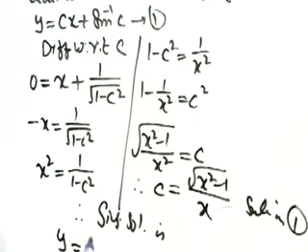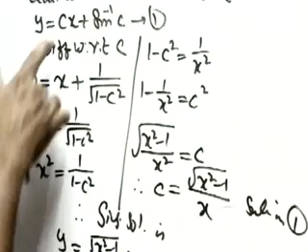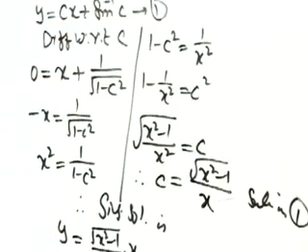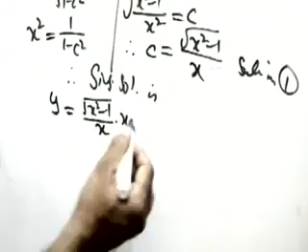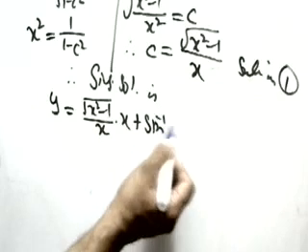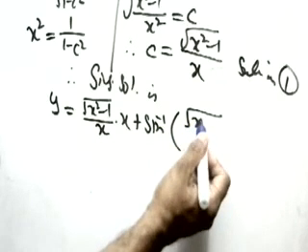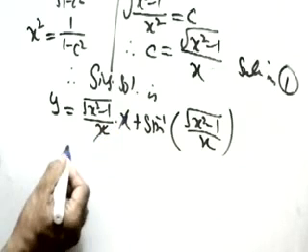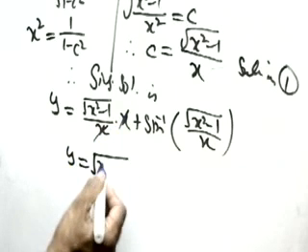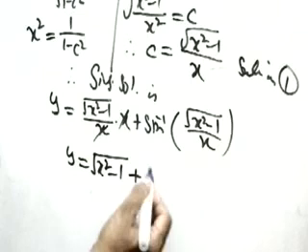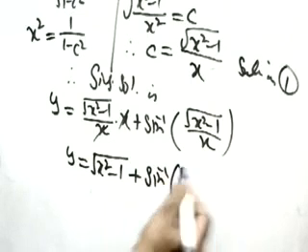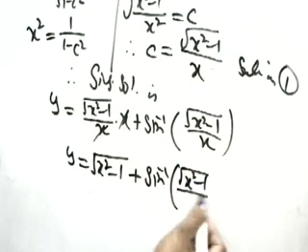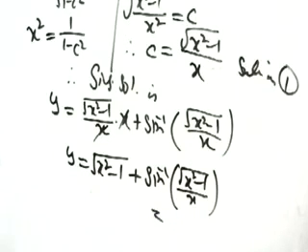So y equals c, where c is under root of x square minus 1 by x, into x plus sine inverse c, where c is under root of x square minus 1 by x. Now let me cancel this one. You will get the answer: y equals under root of x square minus 1 plus sine inverse of under root of x square minus 1 by x.